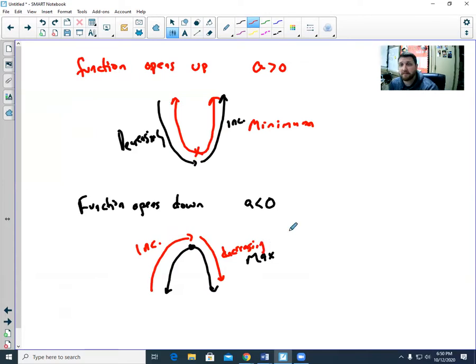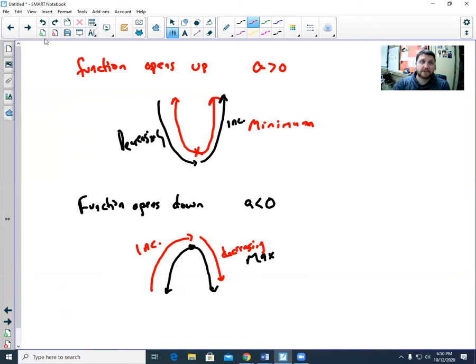Okay? Now that's something that as you work your way through, your book might ask you questions and say something like, describe what's happening to the function as it approaches the vertex. So it's going to be increasing from the left and decreasing to the right. Okay? So that's just something to think about.